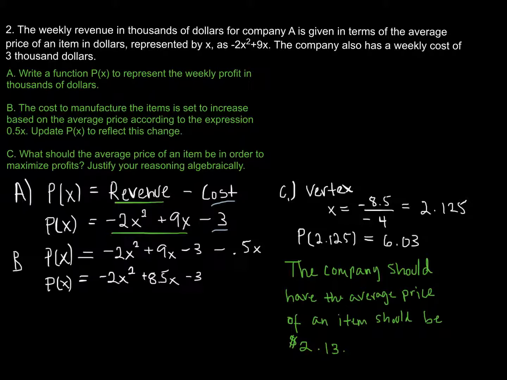So here you can see the new cost that is brought in Part B, which is this 0.5x. And so when we take our original revenue, we need to subtract from it 0.5x. And when we collect the like terms, we get this new profit function, which we can use to find the maximum, or in other words, the vertex. And that will occur when x is equal to 2.125.